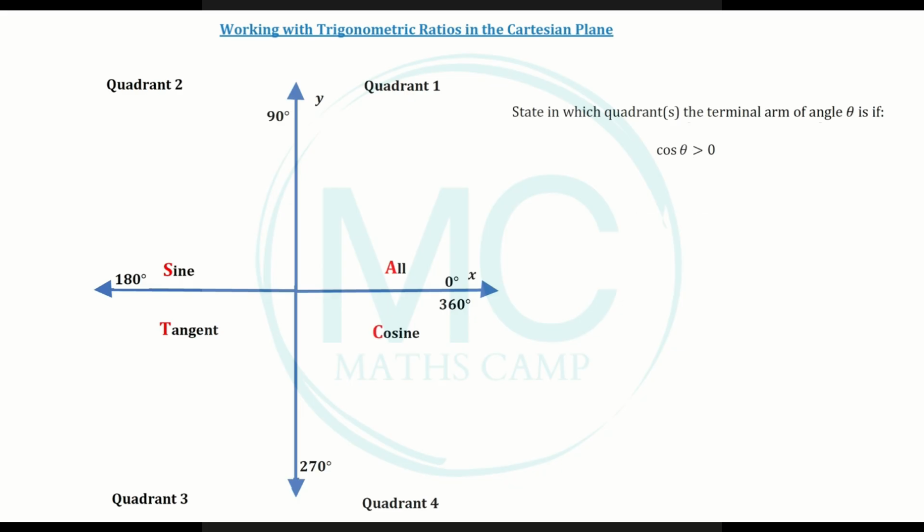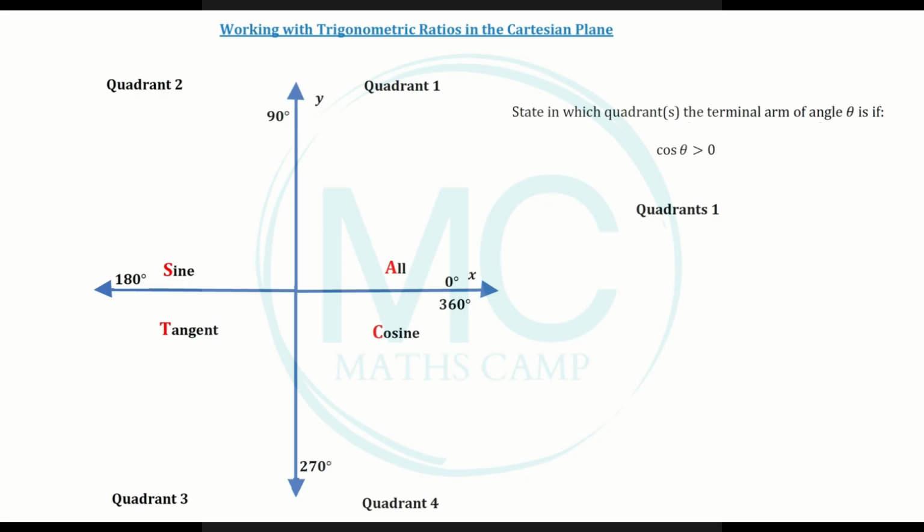State in which quadrant the terminal arm of angle theta is if cos theta is greater than 0. If cos theta is greater than 0, we are looking for quadrants where cos is positive. All the ratios are positive in quadrant 1, so cos theta is positive here.